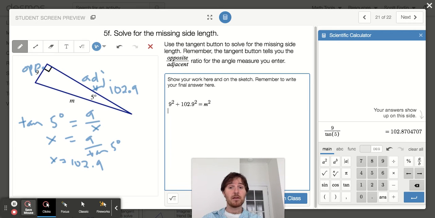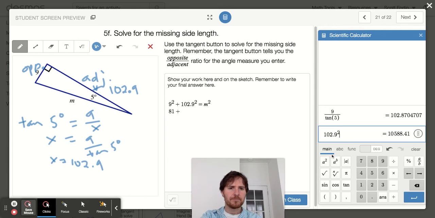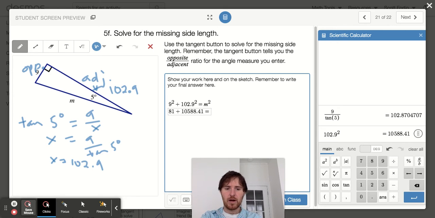So we can use the Pythagorean theorem to help get us there, okay? So 9 squared, we can do that in our heads, right? That's 81. 102.9 squared, I don't think you can do that in your head, or else you're in the wrong class. But anyways, let's put a new row here. So 102.9 squared is this big old number, okay? And then that's going to be 10588.41 equals m squared.